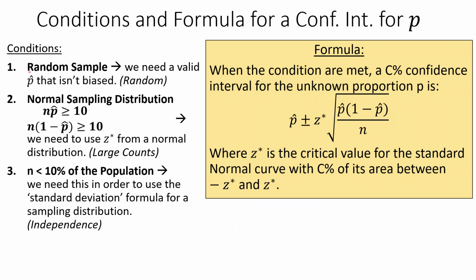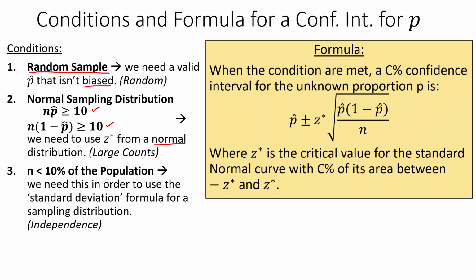We've got condition number 1, a random sample. Otherwise the p hat could be biased, so we're eliminating bias there. We need to have a normal sampling distribution. To check for that, since we don't have p, we use p hat. Usually we do n times p, but we replace it with p hat since we know p hat and we don't know p. We're trying to figure out p. So n times p hat needs to be greater than or equal to 10, and n times 1 minus p hat has to be greater than or equal to 10. If both of those are true, then we'll have an approximately normal sampling distribution.